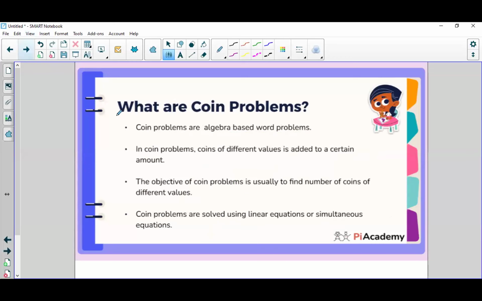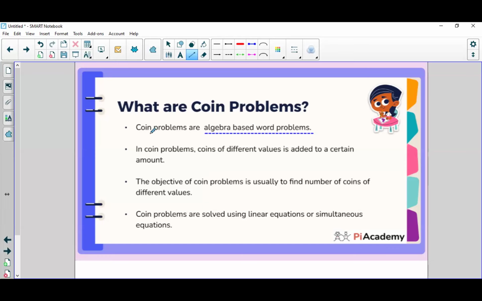Okay. Now next, what are coin problems? Coin problems are also algebra-based word problems. In coin problems, suppose you have a total of 10 pounds and it is given that you have X number of coins of 1 pound and Y number of coins of 2 pounds, something like that. And then you have to find how many coins of 1 pound and how many coins of 2 pounds there are.